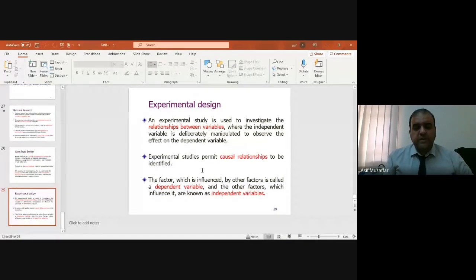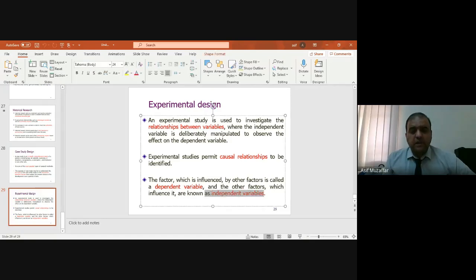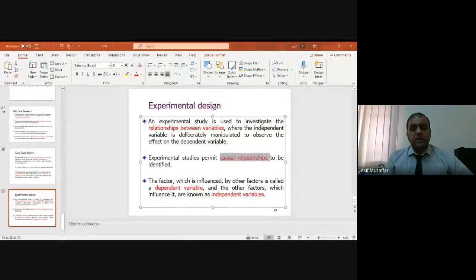The last type of research is experimental design. Experimental design is for causal relations. So experimental design is similar to our cause and effect. You will have some independent variables and you will have a dependent variable, and you will see the causal relationships. Causal relationships mean there are some factors or variables which are affecting the dependent variable. Independent variables affecting the dependent variable. So you will see the effects of them. This type of research is called experimental design.